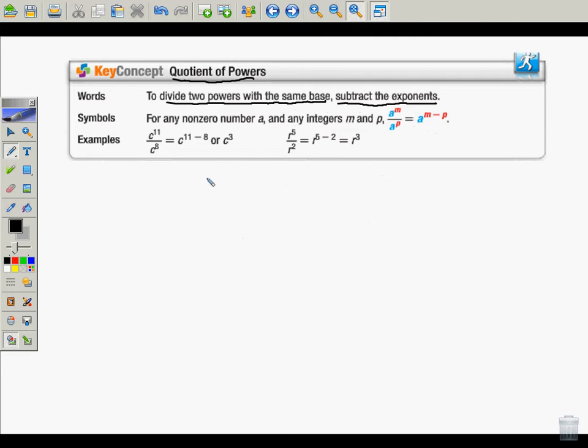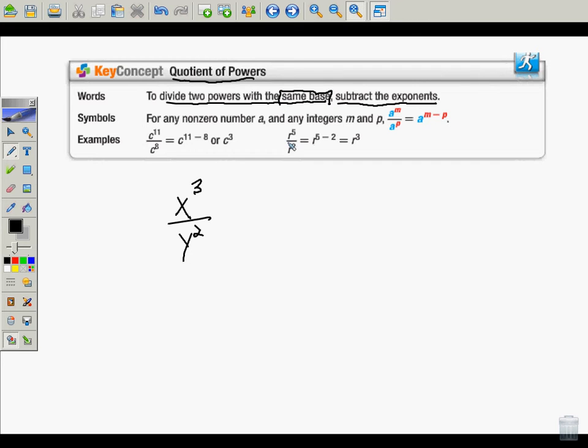So if we look at some examples here, c raised to the 11th divided by c raised to the 8th would give me c raised to the 11th minus 8, which would be c raised to the 3rd power. In the second example, r raised to the 5th power divided by r raised to the 2nd power would give me r raised to the 5th minus 2nd power, which would give me r raised to the 3rd power. And same thing as we talked about in the last lesson, if I had x raised to the 3rd divided by y raised to the 2nd, there's nothing I can do because they are not the same base. This only works when you have that same base.